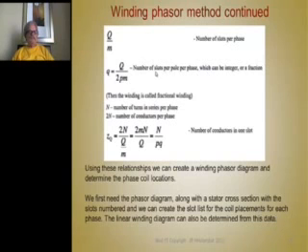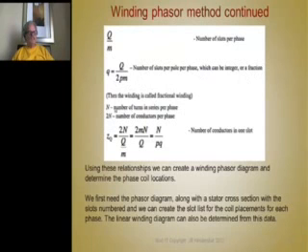Now if I take then the number of stator slots and divide it by the number of poles and the number of phases, I wind up with the number of slots per pole per phase. Now this could be an integer or a fraction. If it's an integer, it's considered an integral slot winding. If there's a remainder, it's a fraction, and it's a fractional slot winding, and those are the tough ones to do.